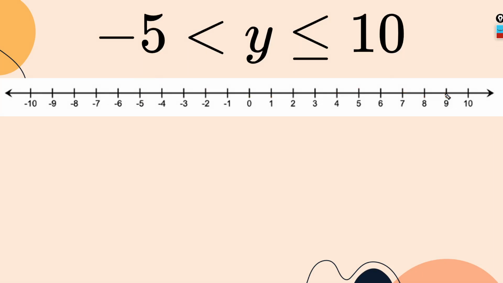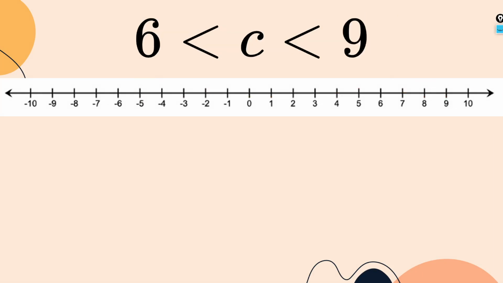Correct? Last. C is greater than 6 and less than 9. Pause muna, then graph. Okay, may graph na kayo dapat. Our answer here should be, taking off from the previous example, a hollow circle at 6, a hollow circle at 9, and a line segment in between. You get the picture. Okay, yan dapat ang graph niyan.